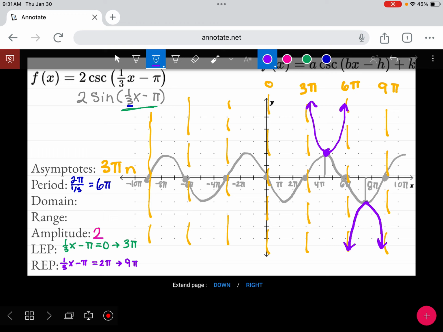Yes, dear? Is it always gonna be that pattern where the uphills are gonna go up? Yes. Your cosecant and your sine should never cross. They're only ever going to hit at that one point.